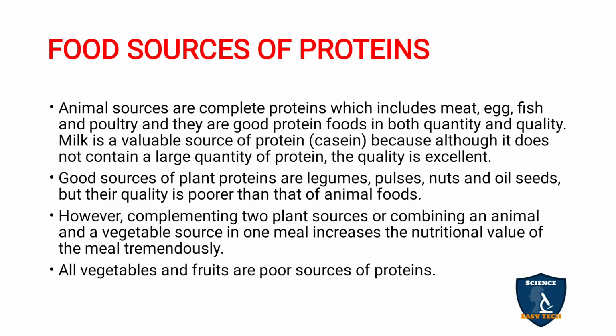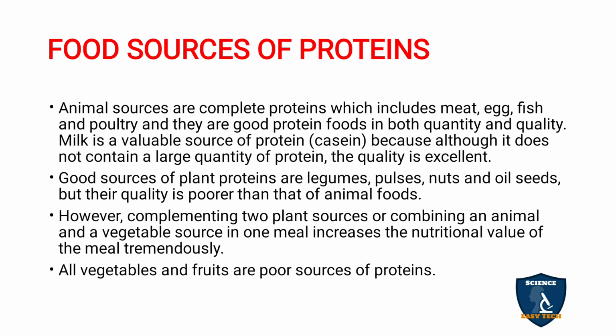Let's see the food sources of proteins. When it comes to food sources, you have animal sources and plant sources. Most of the animal sources are complete proteins because they contain all the essential amino acids. So the biological value or availability of proteins is going to be great in animal sources.